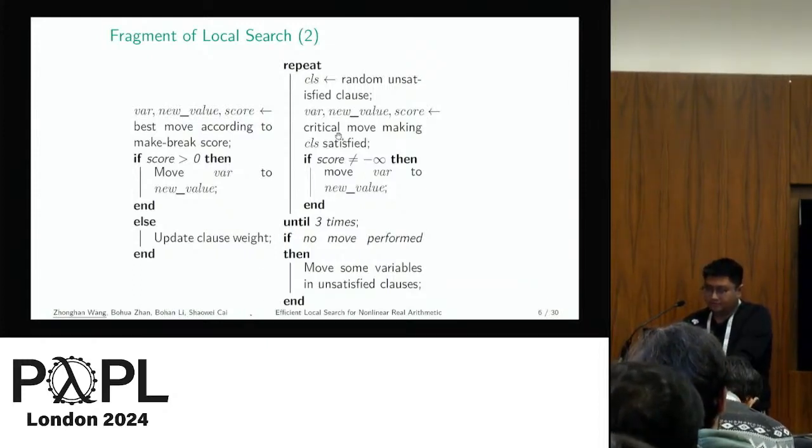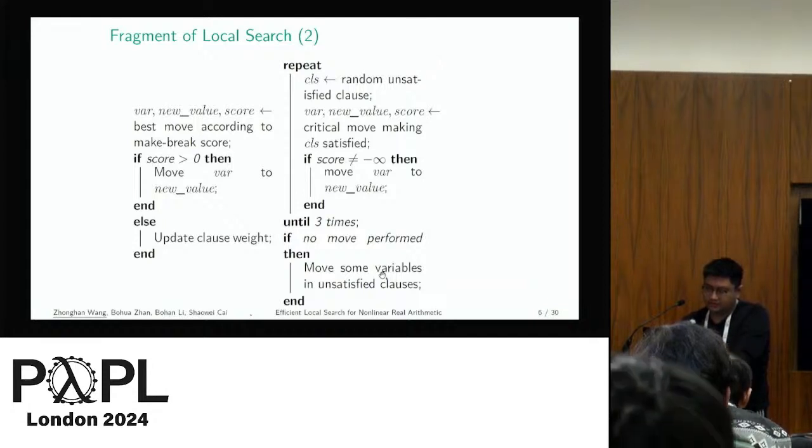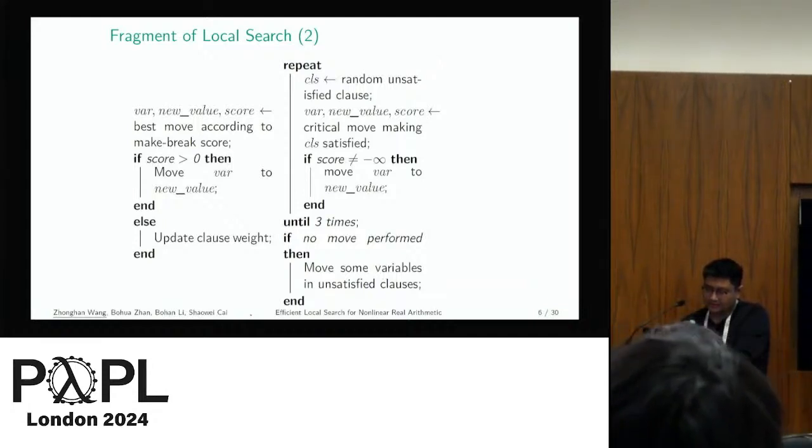And actually, after the clauses are reweighted and the structure of the whole problem has changed, the score computation is different from the previous one, and in this case, we can do the critical move making the clause that has changed satisfied. We try this step 3 times, and if we still cannot find some improved steps, we return from this step, and we go to the next iteration.